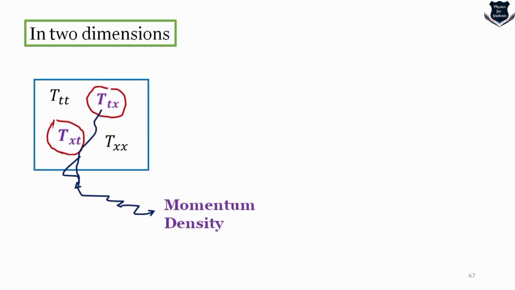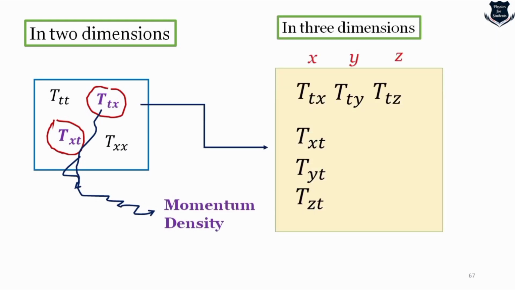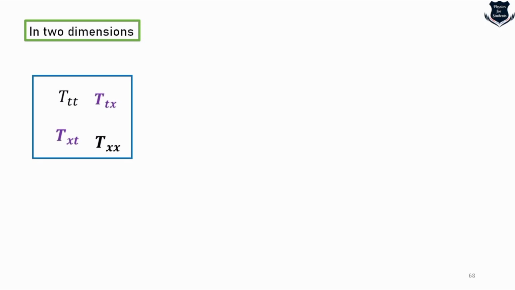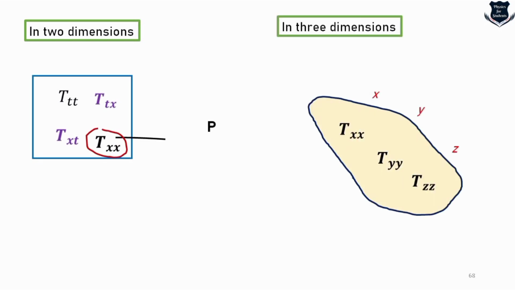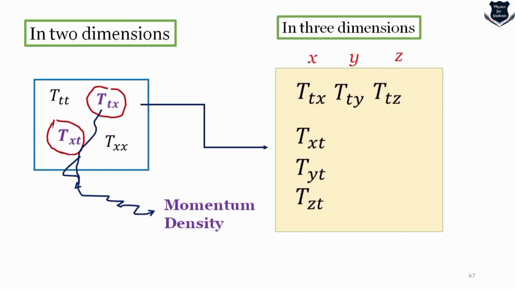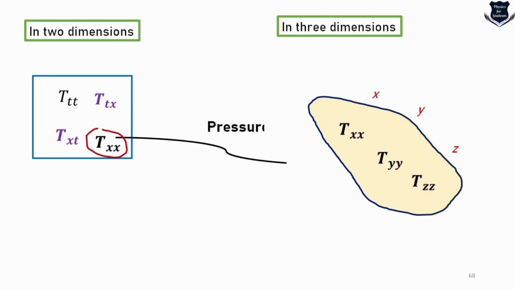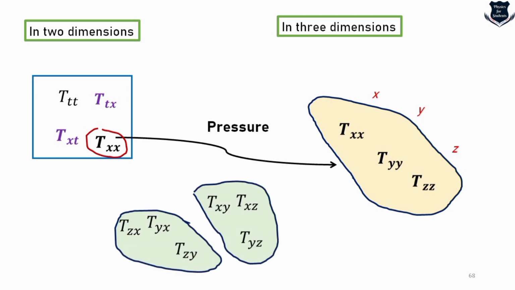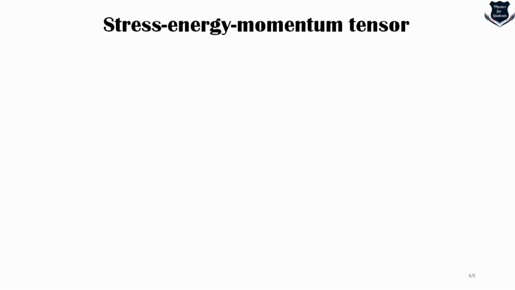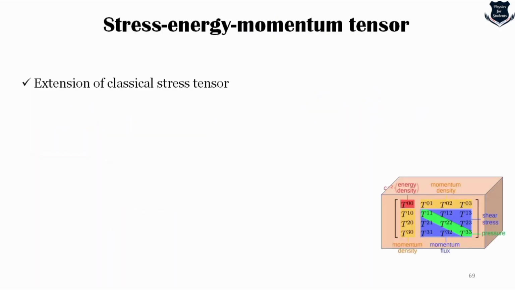In 2 dimensions, this one is the momentum density, which is again extended in 3 dimensions: XT, YT, and ZT, and so on. We will soon define what those terms are. And in 2 dimensions, these 2 terms, in 3 dimensions, this is the pressure. So earlier what we got is the momentum density. Now we got the pressure density, right? So this is the pressure density, and these are at the bottom some of the extra terms which are there in the tensor. So here is the stress energy momentum tensor.